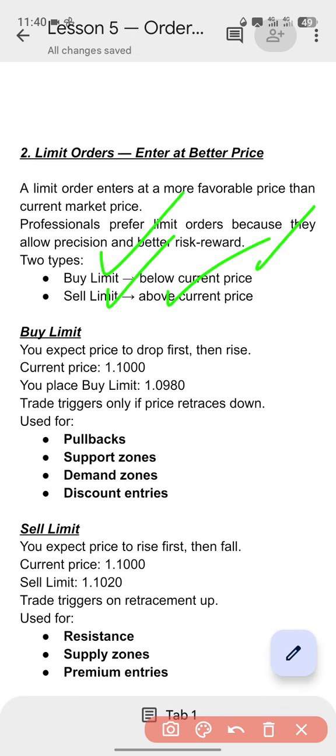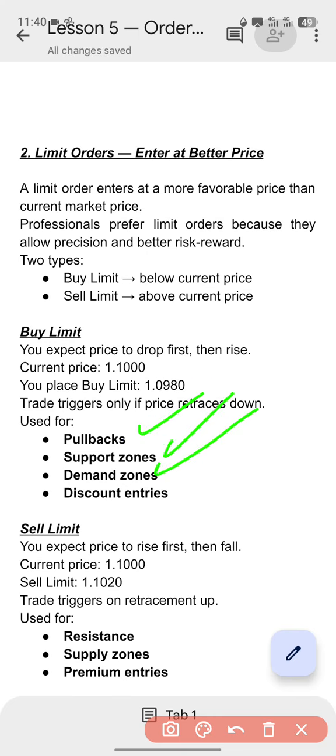Buy limit: you use it if you expect price to drop first then rise. With the current price at 1.1, you place a buy limit at 0.098. The trade triggers only if price retraces down, for pullbacks, support zones, demand zones, or discount entries.